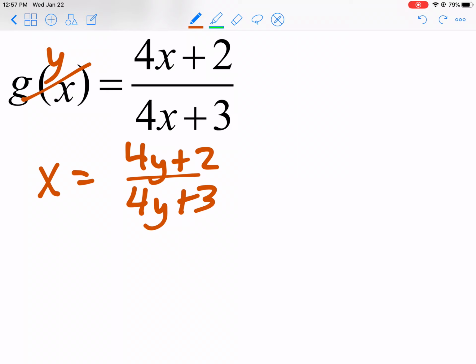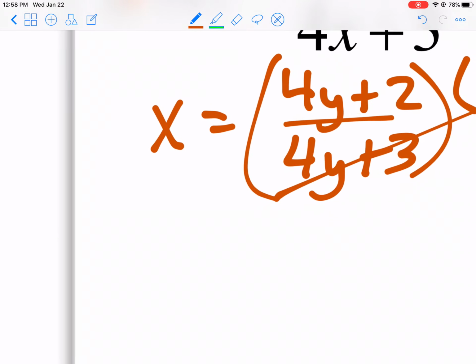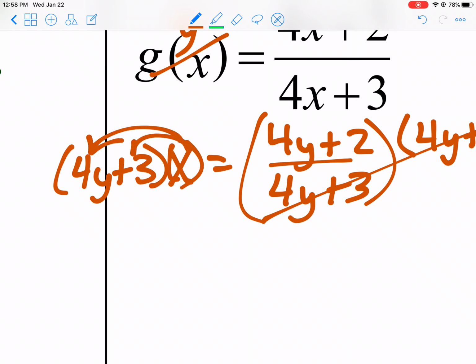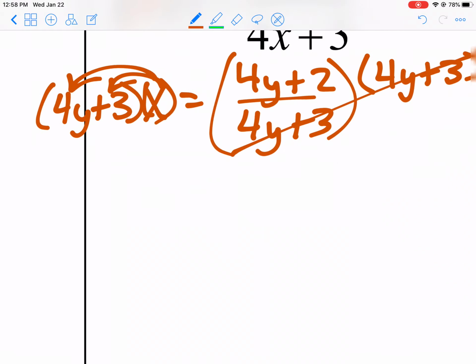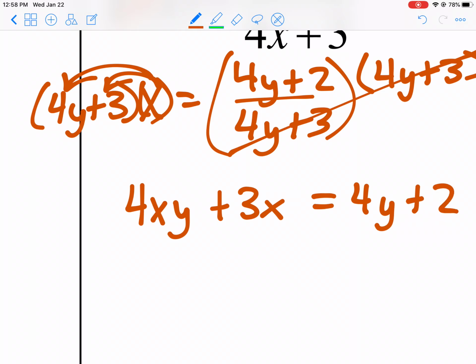So what I'm going to do is multiply both sides of the equation by 4y plus 3. That will have those cancel out. But then over here, we'll take 4y plus 3 times x. And we're going to need to distribute the x to each of those terms, either way you want to think about it. So we'll have 4xy plus 3x equals 4y plus 2.